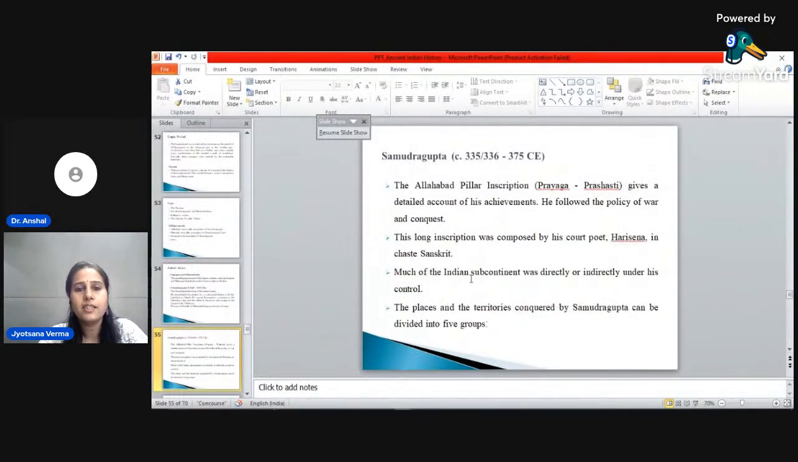Another important ruler of this dynasty is Samudragupta. The Allahabad pillar inscription, also known as the Prayag Prashasti, gives a detailed account of his achievements. He followed a policy of war and conquest. This long inscription was composed by his court poet Harisena in the Sanskrit language. Much of the Indian subcontinent was directly or indirectly under his control, according to the Prayag Prashasti. The places and territories conquered by Samudragupta can be divided into five groups.